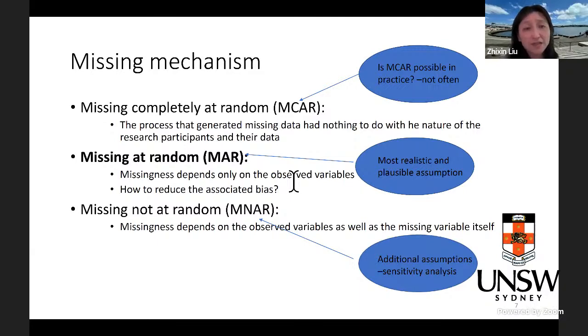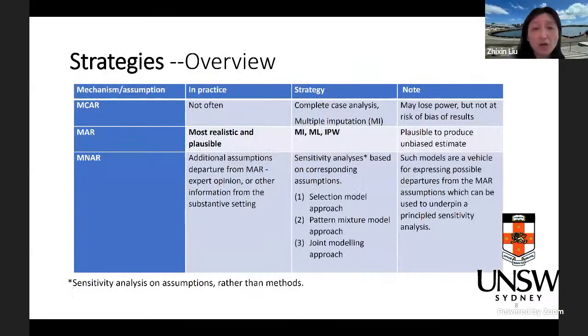So are these missing mechanisms testable? The answer is no. Actually, the hard part is that they are not testable. So then what strategy can we use? If they are not testable, we then need to make assumptions. So our analysis, our strategy, will be based on assumptions. In statistical analysis, assumption is quite a familiar terminology, and I believe our audience, if you have done analysis, is familiar with the concept of assumption.